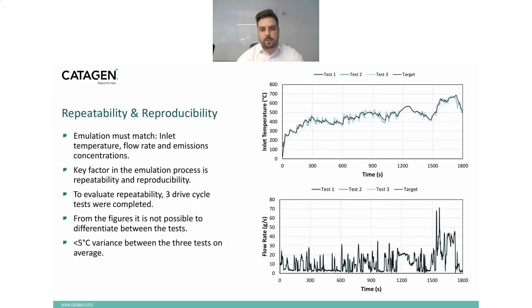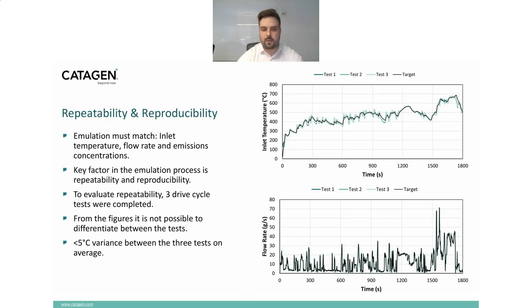So I mentioned during the previous slide that repeatability and reproducibility for us is key. If we think about the emulation, there are 3 key factors that must be matched. The emulation must match inlet temperature, flow rate, and our emissions concentrations. So effectively, the temperature of the gas going to the after-treatment system, the flow rate of gas, and then our hydrocarbon, oxygen, carbon monoxide, nitric oxide, CO2, water concentrations, and so on. They all must be matched in order to recreate that drive cycle.